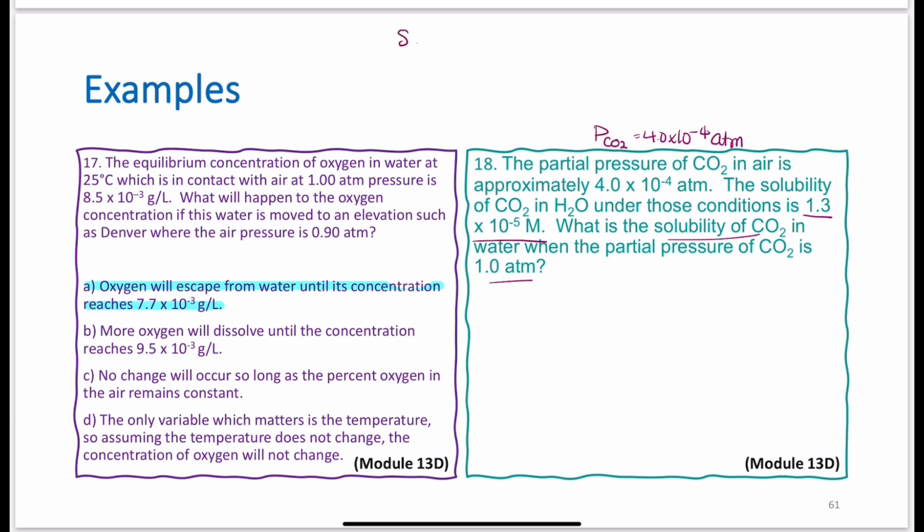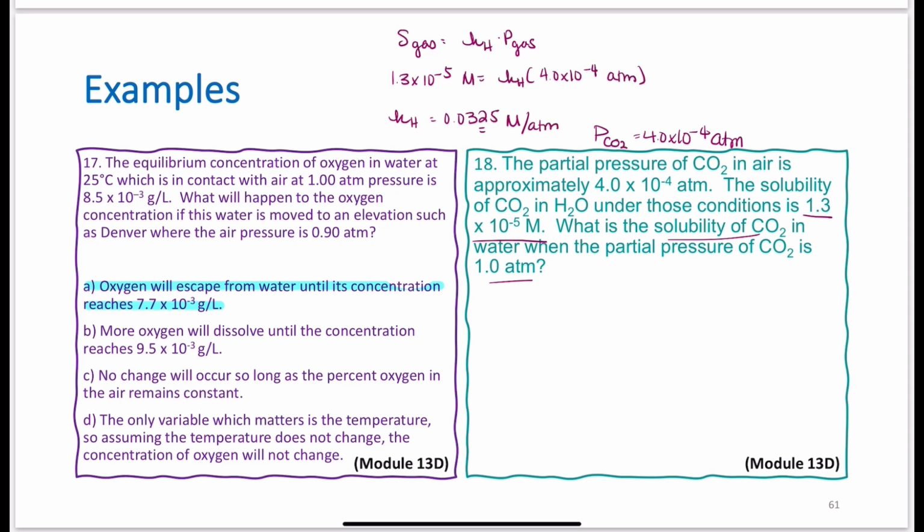So my solubility of my gas is equal to Henry's constant times the pressure of my gas. I am told that under the first set of conditions the solubility is 1.3 times 10 to the negative 5 molar. I've got Henry's constant, and that is under a pressure of 4.0 times 10 to the negative 4 atmosphere. I solve for Henry's constant, and I get a value of 0.0325. My sig figs are actually right here. Molar per atmosphere.